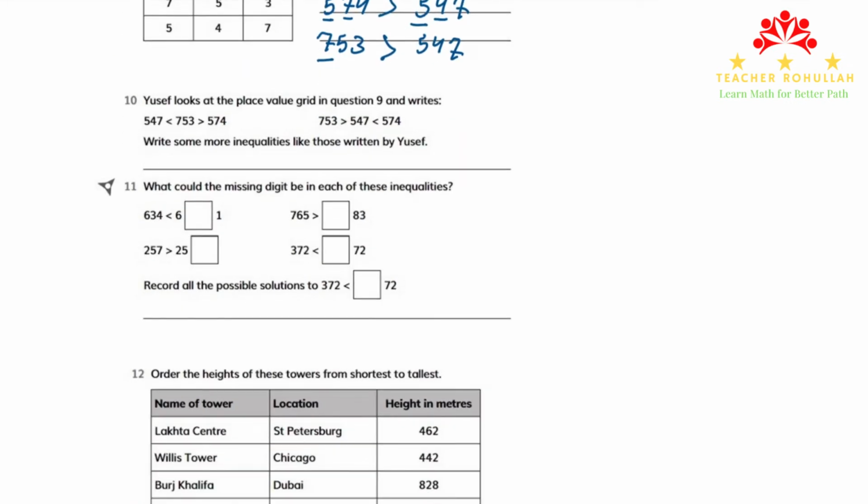In question number 10, it says, Yusuf looks at the place value grid in question 9 and writes, 547 is less than 753, and 753 is greater than 574. 753 is greater than 547, and 574 is also greater than 547. Write some more inequalities like those written by Yusuf.